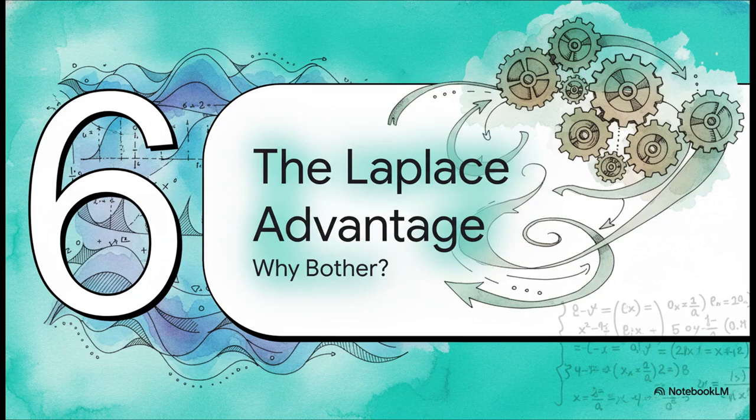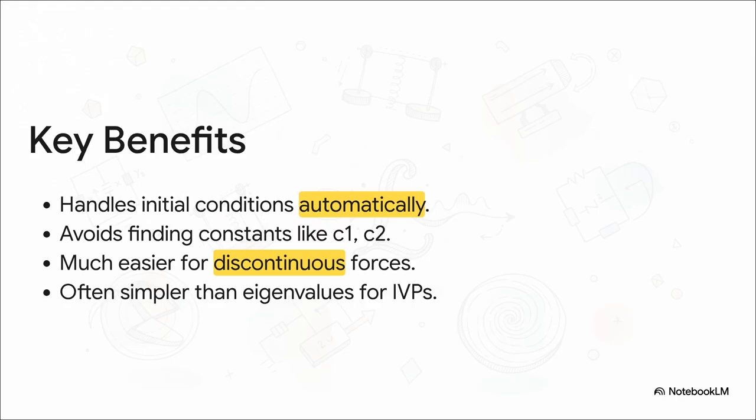So after going through all that, you might be thinking, okay, cool, but why? Why should I use this method over others I might know, like using eigenvalues? Well, it turns out there are some huge advantages. First off, it takes care of the initial conditions right at the beginning. They get baked right into the algebra. That means no solving for constants at the end, which is a huge time saver. It's also way better for problems where you have things that are turned on or off at certain times. And honestly, for a lot of these initial value problems, it's just a more direct, less error-prone way to get to the answer than the whole eigenvalue method.